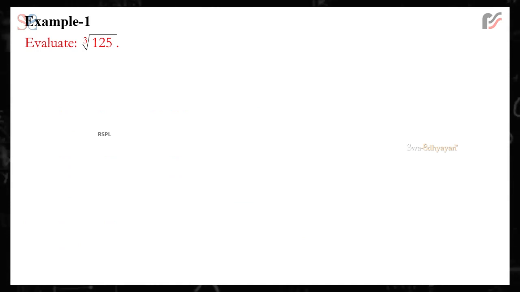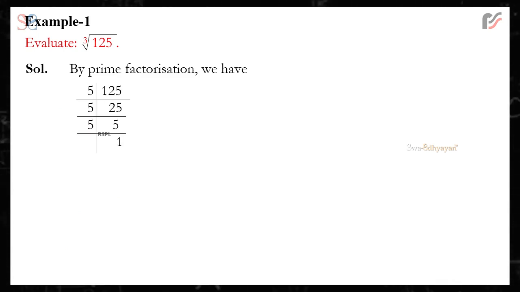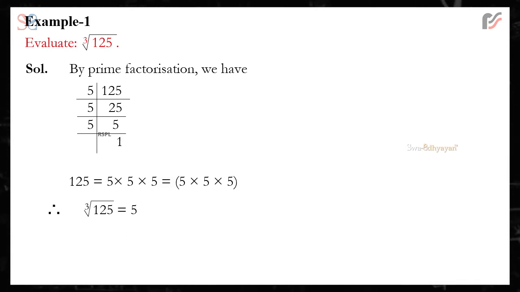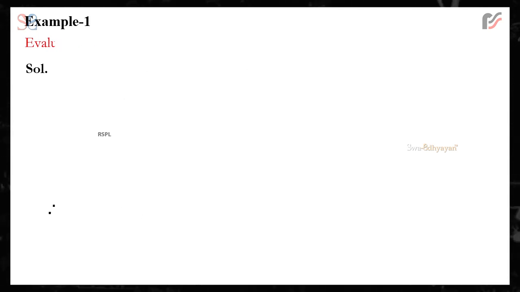Example 1. Evaluate cube root of 125. Solution. By prime factorization we have, on dividing 125 by 5, we get 25. On dividing 25 by 5, we get 5. On dividing 5 by 5, we get 1. 125 is equal to 5 × 5 × 5. Cube root of 125 is equal to 5.